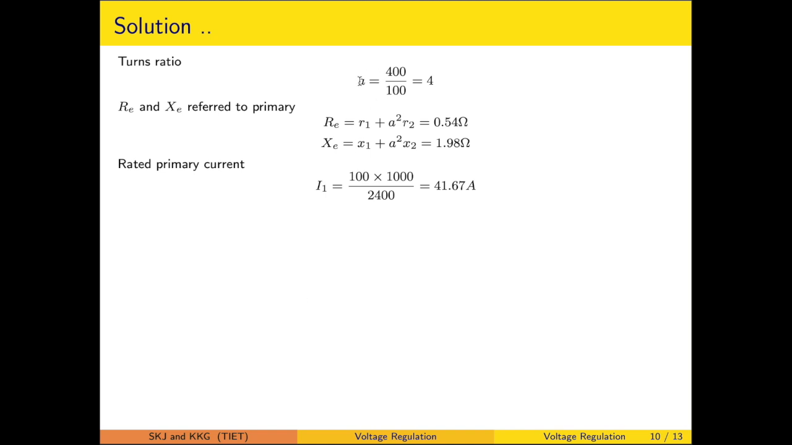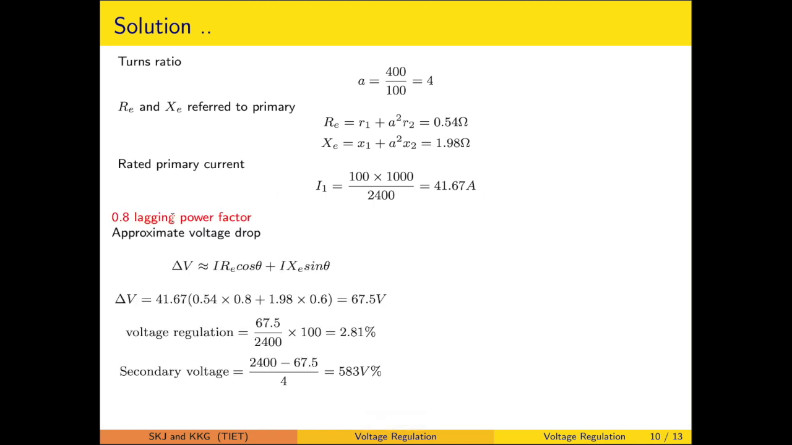As said, the turns ratio is 4: 400 upon 100 is equal to 4. The equivalent resistance referred to the primary will be R1 plus a squared R2. It is evaluated as 0.54 ohms. The reactance referred to the primary is evaluated as 1.98 ohm. The primary rated current, for 100 kVA, is 100 multiplied by 1000 divided by the voltage level, which gives 41.67 ampere current.